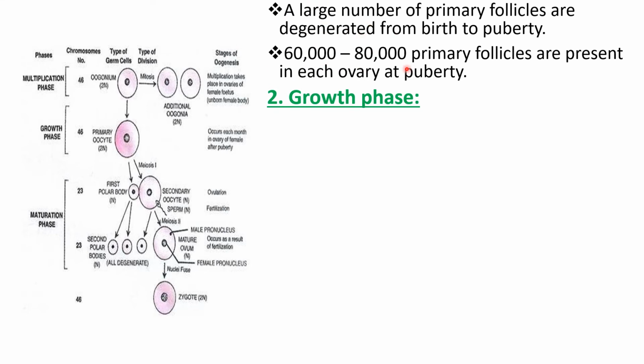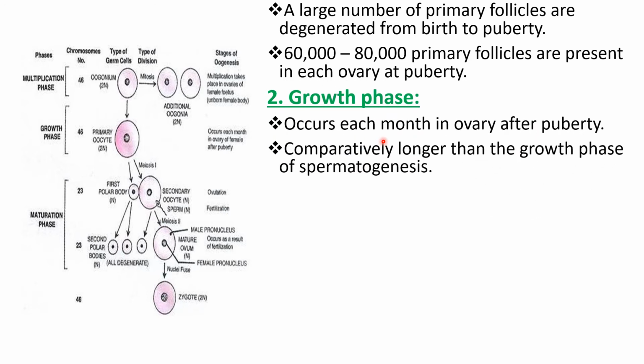What happens under the multiplication phase? The oogonium undergoes mitosis and divides into two other cells, called primary oocytes. Around primary oocytes, the granulosa cells form one layer which is called primary follicle. Next, we move to the second phase of oogenesis, that is the growth phase. Let us see what happens under the growth phase.